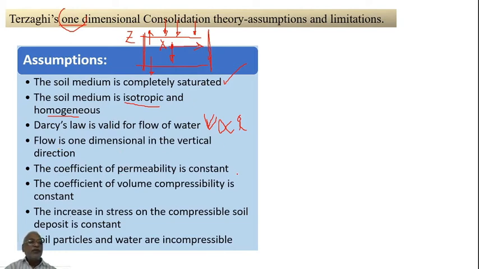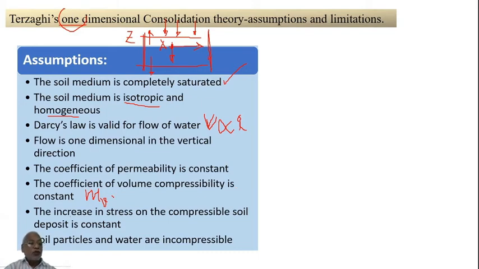The coefficient of permeability is constant. I have told you properties are the same, so V is equal to Ki, where K is the coefficient of permeability. It is the same in all the directions and everywhere. The coefficient of volume compressibility is constant. What is this? We'll see in the next videos. It is represented by a lowercase letter m with a suffix v. It is a term known as the coefficient of volume compressibility, and we are assuming it to be constant.